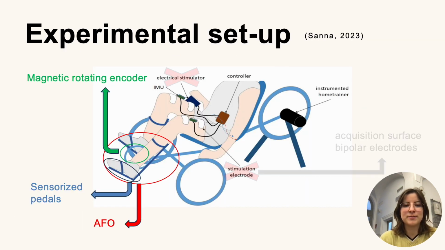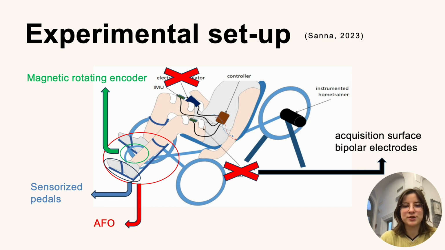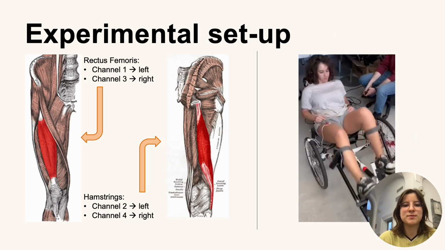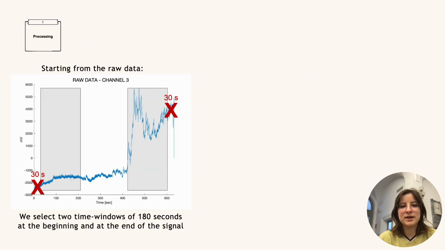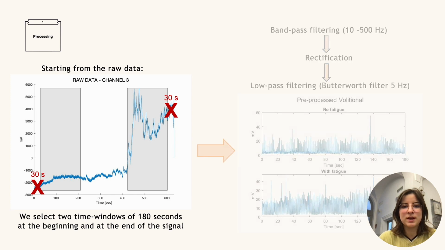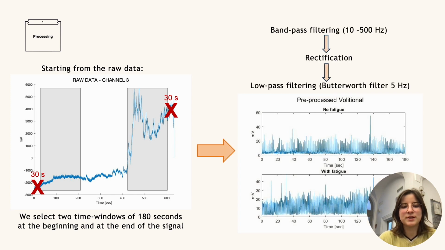Here we can see the common experimental setup for the project. The subject was asked to keep a constant cadence as the resistance was increasing. The analysis was conducted on 3 minutes from the first and last part of the signals, and for some parameters we discarded pedalings with a cadence far from the target one.